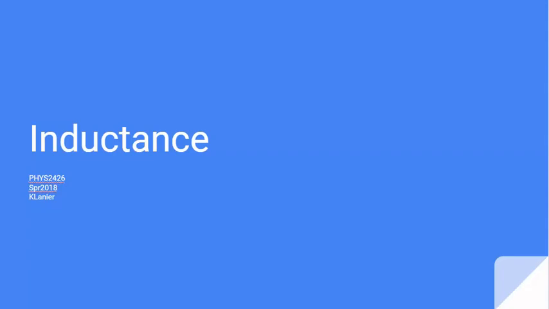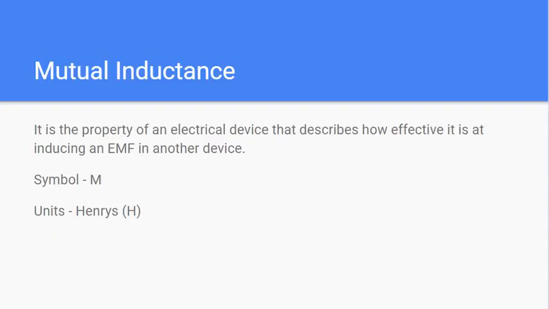Alright, so we're going to talk a little bit about magnetic inductance, and there's a couple different varieties. The first one's going to be mutual inductance, and it's basically the property of an electrical device that describes how effective it is at inducing an EMF in another device.